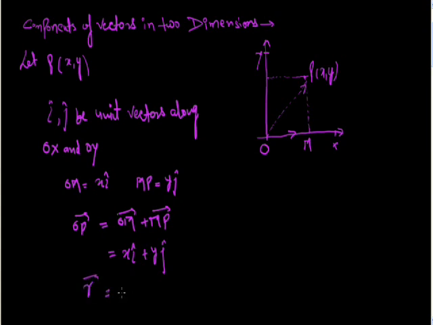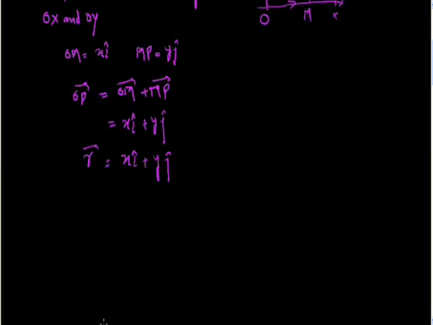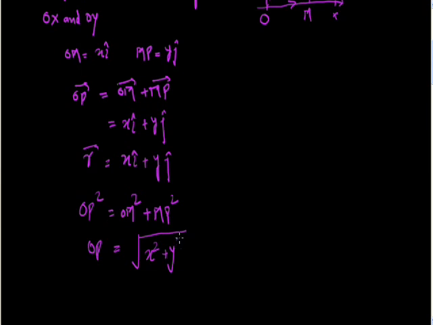Now the r vector equals x i cap plus y j cap. Now OP square equals OM square plus MP square. Now OP equals the square root of x square plus y square.